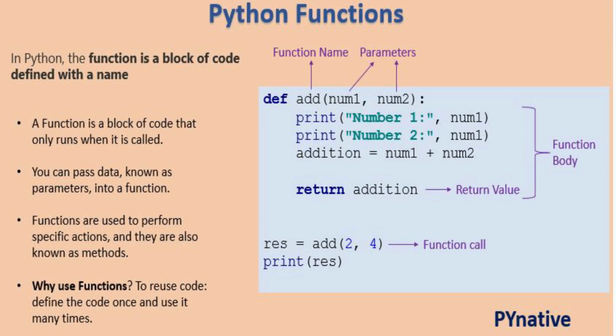So what is a function? A function is a block of reusable code. It is designed to perform a specific task and can be called or invoked whenever needed. A function can take parameters, execute statements, and return values, which makes them essential for code organization, modularity, and reusability in programming. So this is what a function does.